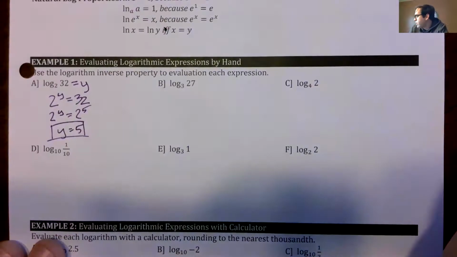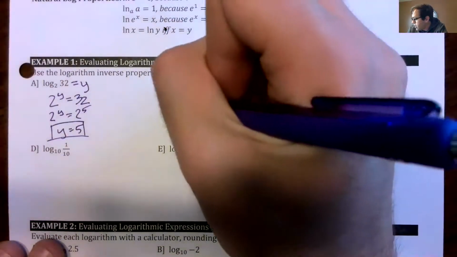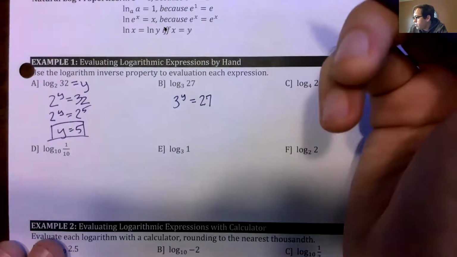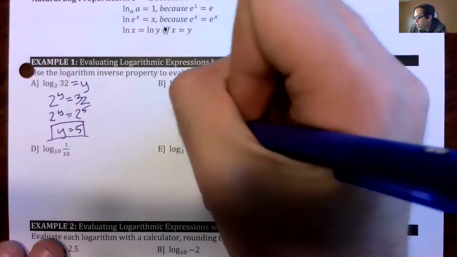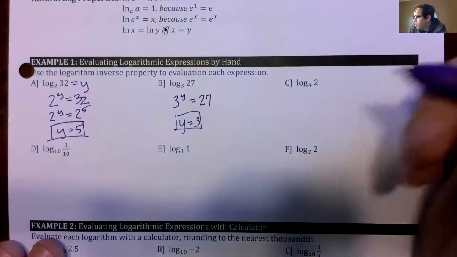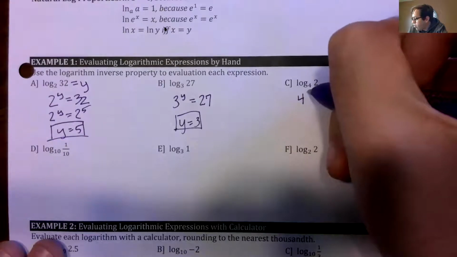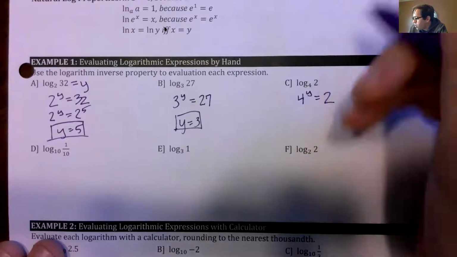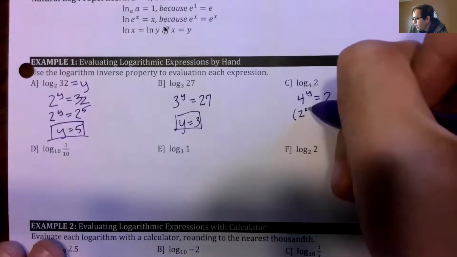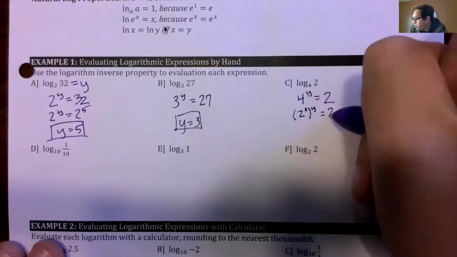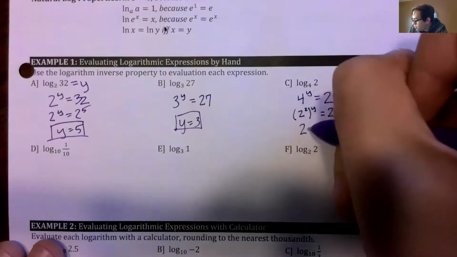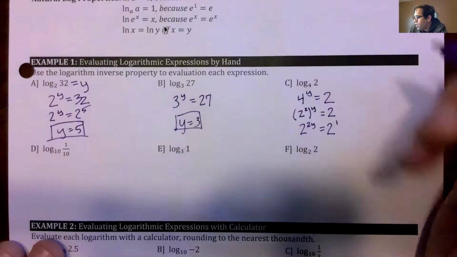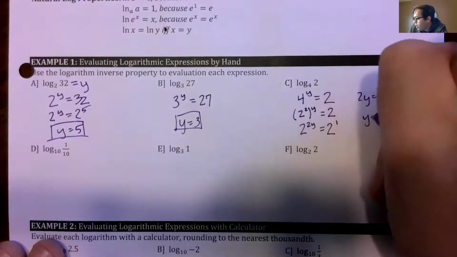And that's what we're going to do for all of these. So I'm going to write these out. This one is 3 to the y equals 27. 27 is 3 to the 3rd power. So this is going to be y equals 3. This one is 4 to what power equals 2. And 4 is 2 squared. So I could rewrite this side if I wanted, like this. So 2 to the 2y equals 2 to the 1st. So we have 2y equals 1 and y equals 1/2.